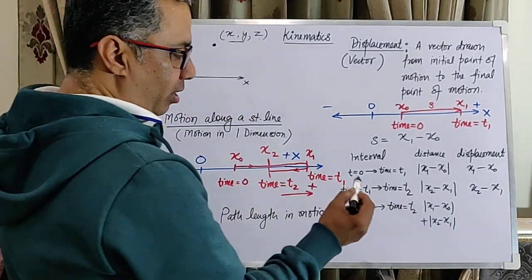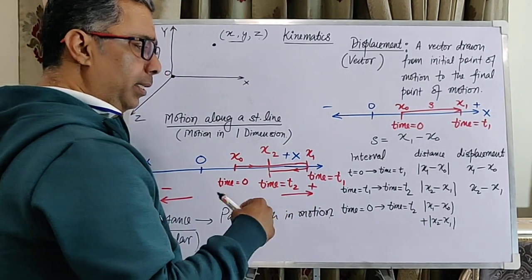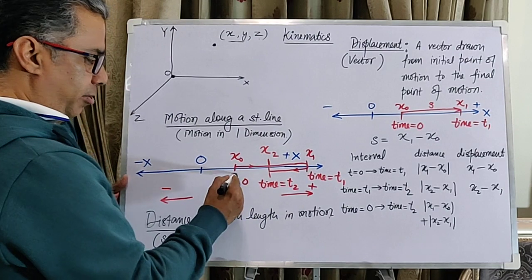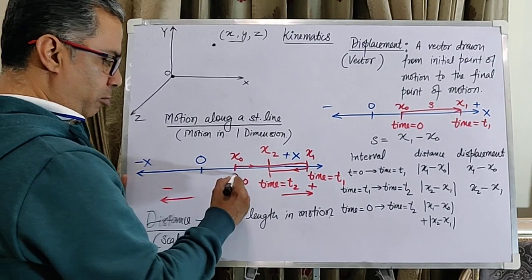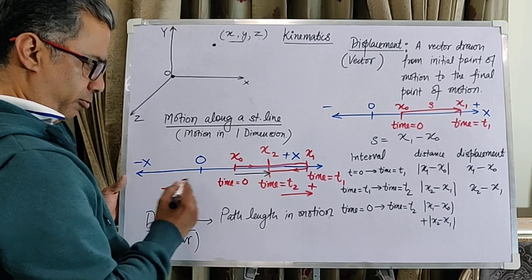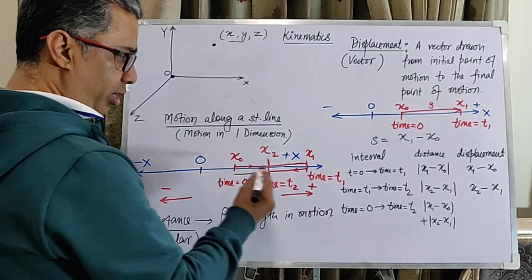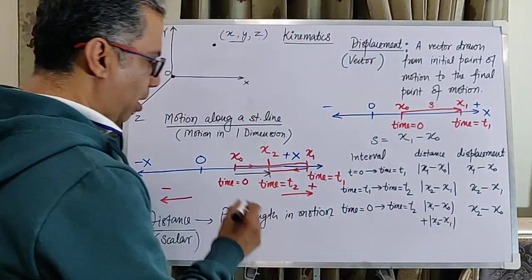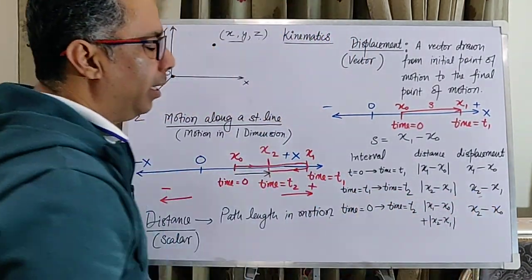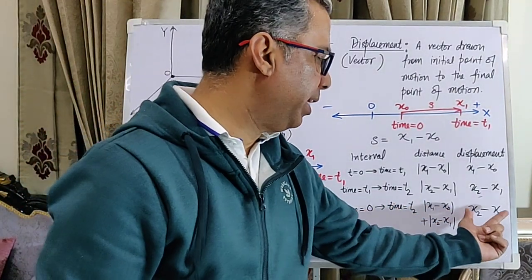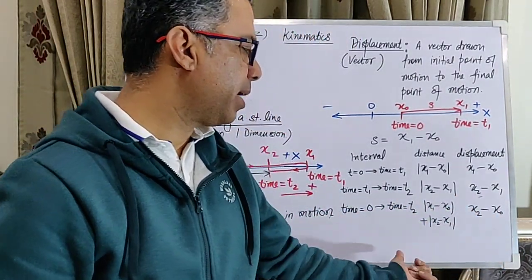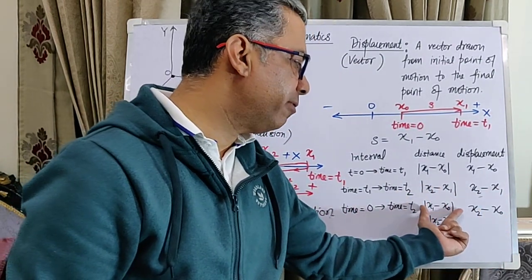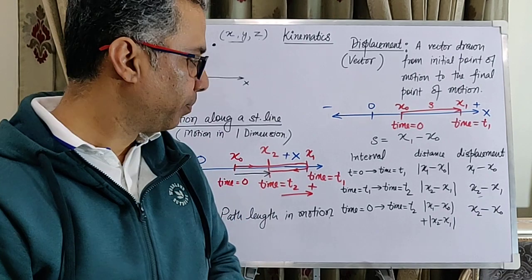Now when we look at the displacement for the same interval, it is simply a vector drawn from the initial point of this motion all the way up to the final point of motion. This vector is x2 minus x0. Now this happens to be positive here, but you will notice very easily that this displacement has a magnitude or size which is very different from the distance.